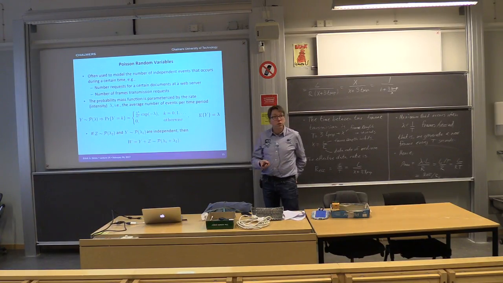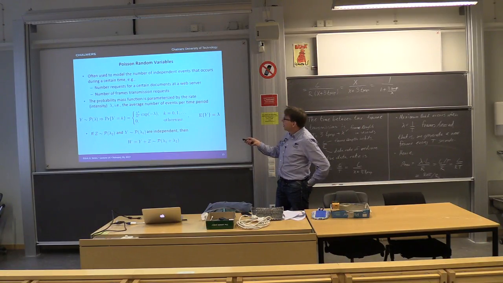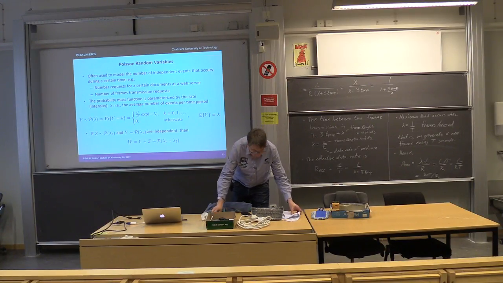This is not only for data traffic analysis; it could be for many different things. For instance, the number of people in the queue for lunch at Linsen could be modeled as a Poisson distributed random variable. If you go there will be a different number of people in line, but if one did statistics on that, one would arrive at the result that they follow approximately a Poisson distribution. Other things could be the number of requests for a document at a web server, or the number of frame transmission requests. So we're going to use that one. What is meant by this?